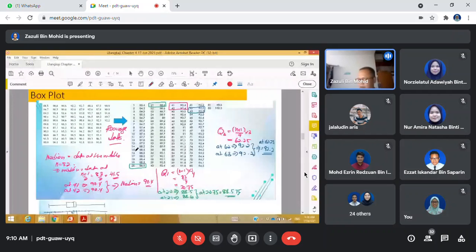Maybe in other classes they define quartile 1 and quartile 2 and median differently, but in my class we have minimum, Q1, median, Q3, and max. Okay, this median I define as Q2.